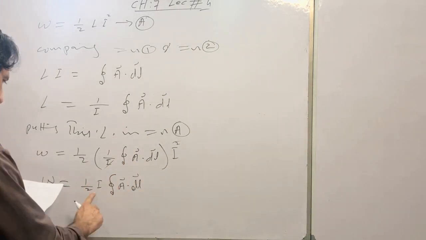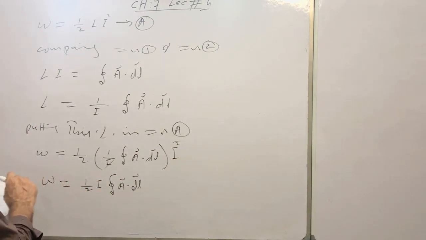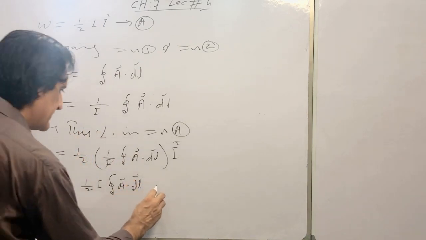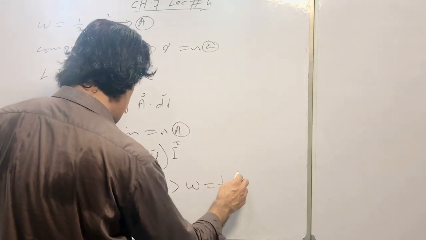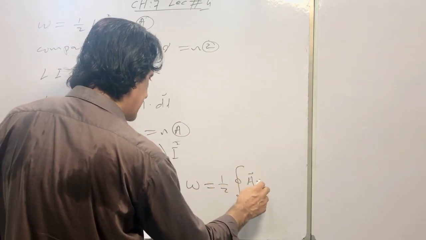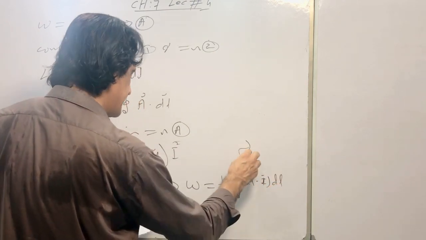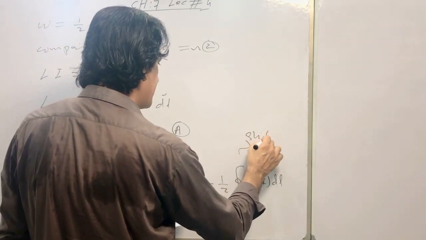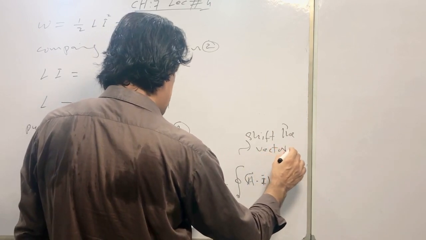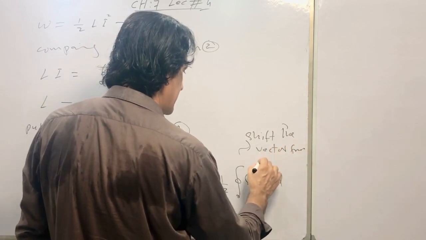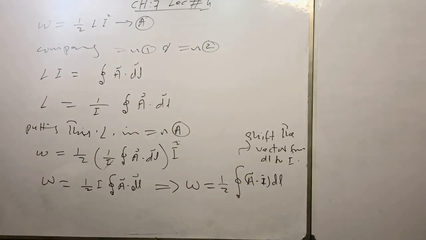If we shift the I, we can also write down, shift the vector from dl to I, then this equation must be written like this: 1 over 2 integral A dot I dl. Here we shift the vector from dl to I. So this is the equation that we can write down.